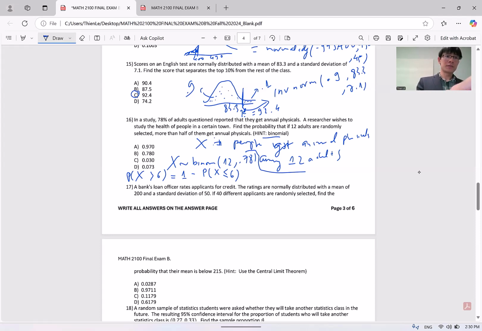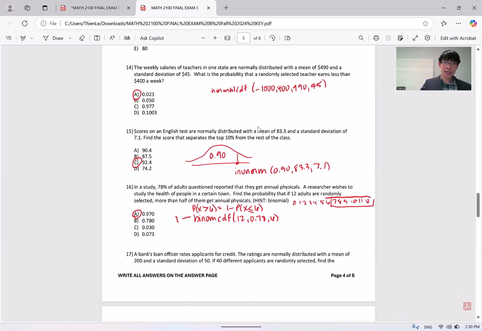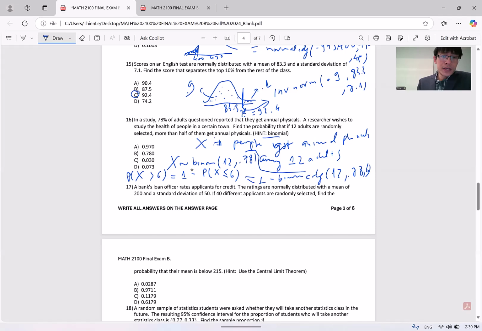Something is wrong here with the pen. One subtract the binomial CDF of 12, 0.78, and 6. If you plug it into your TI, you should be able to get 0.97. So the correct choice will be 0.97.